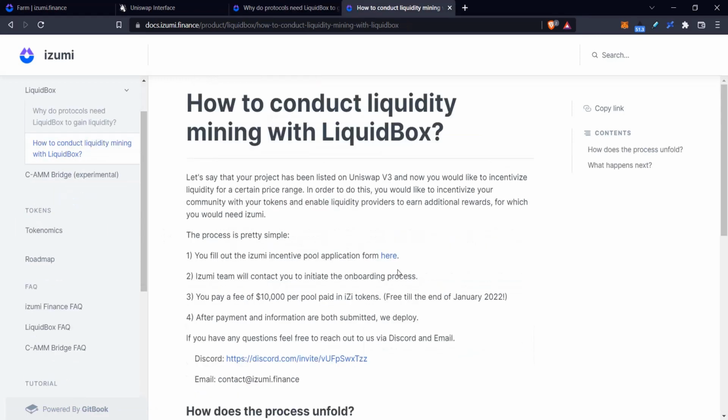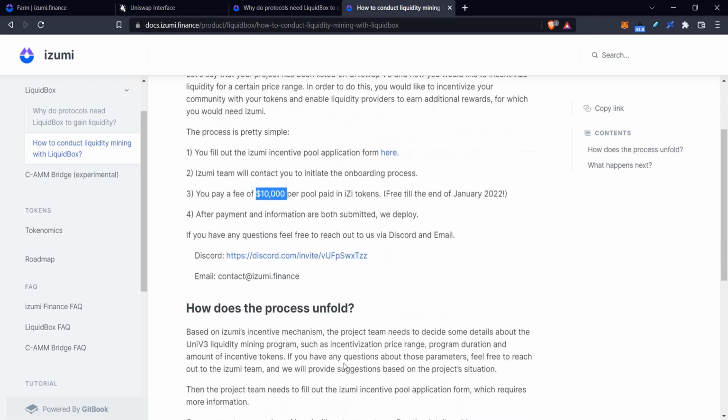However, I do want to talk about this part here. So in order to participate in iZUMi, it's not permissionless. You have to email, you have to set up a form here, and then they will contact you. And then you have to pay them $10,000 worth of iZ tokens. So you have to buy these iZ tokens and give it to them. And then they do say it's free until the end of January, but this time it's gone, right? So you have to pay them $10,000 in iZ tokens. And then after the payment is submitted, they'll talk to you and help you set up the price ranges and the product that best suits your needs and so forth.